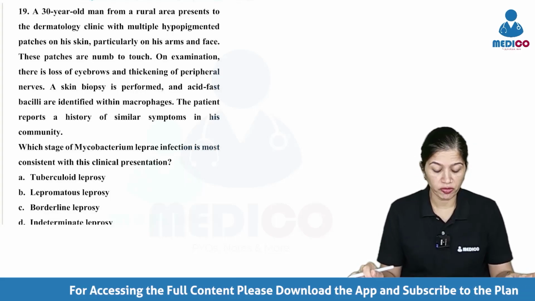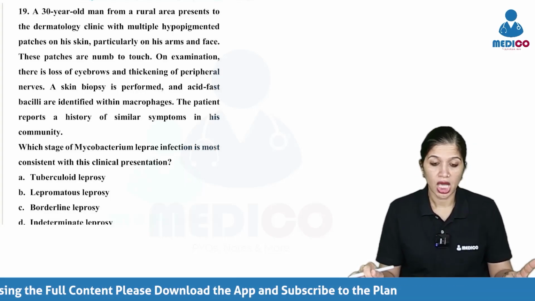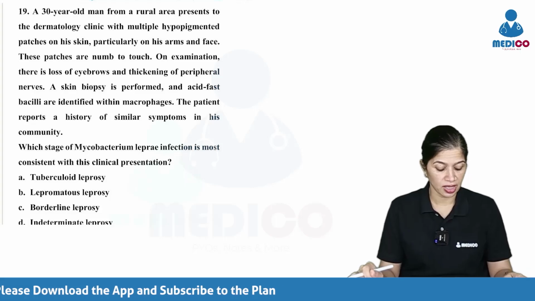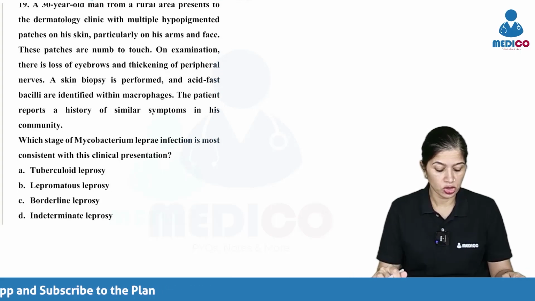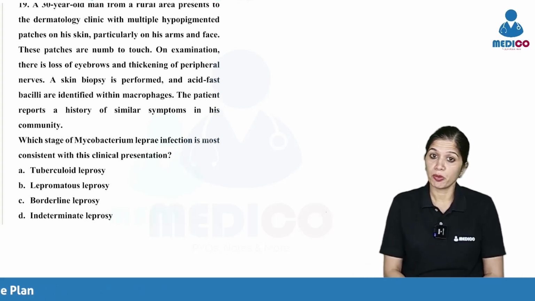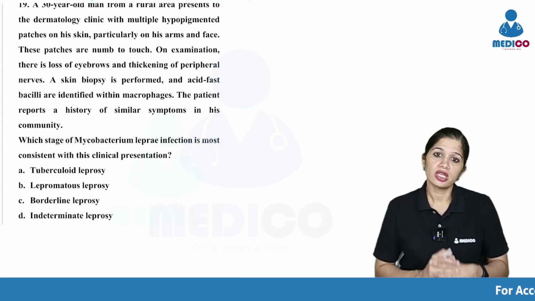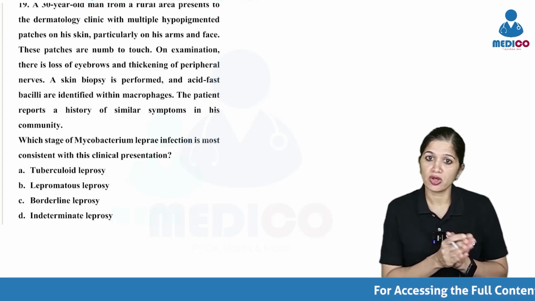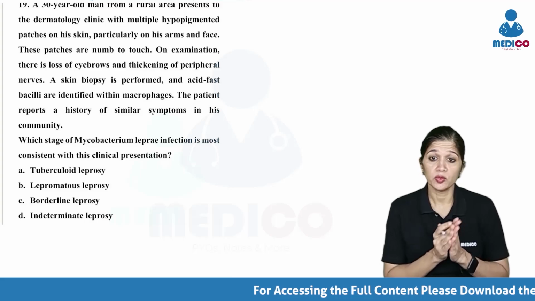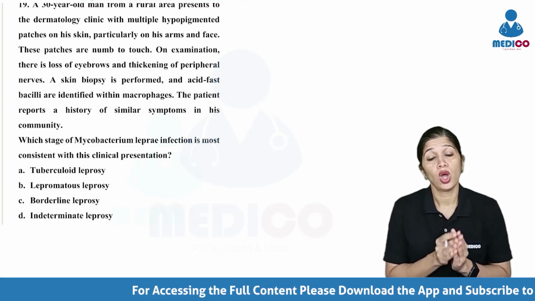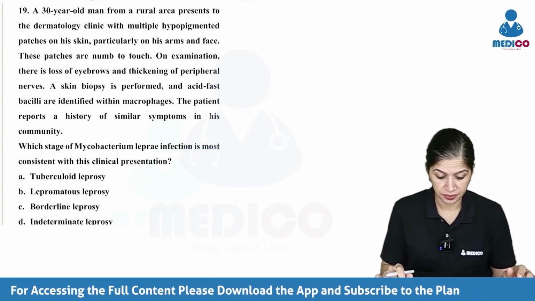Which stage of Mycobacterium leprae infection is most consistent with this clinical presentation? Is it tuberculoid? Is it lepromatous? Is it borderline? Or is it indeterminate? So there is no doubt that this is leprosy. That is already given in the question. What are the pointers that will tell you what type of leprosy it is?